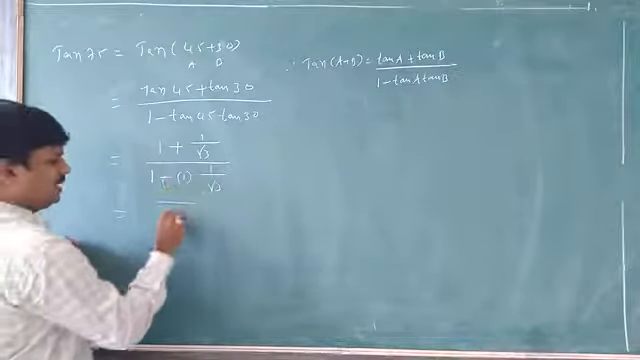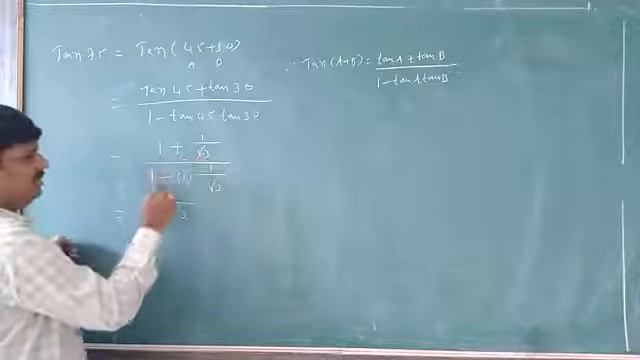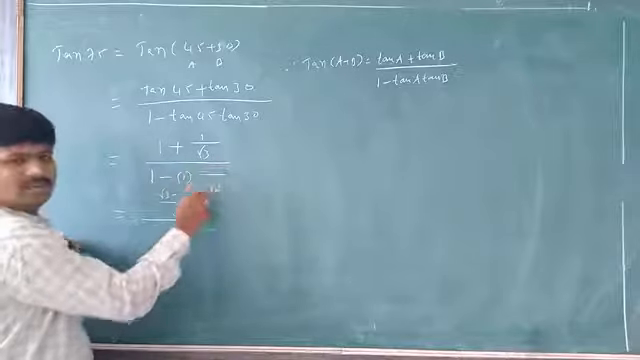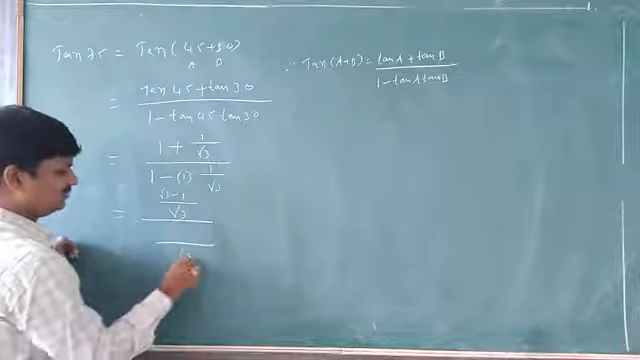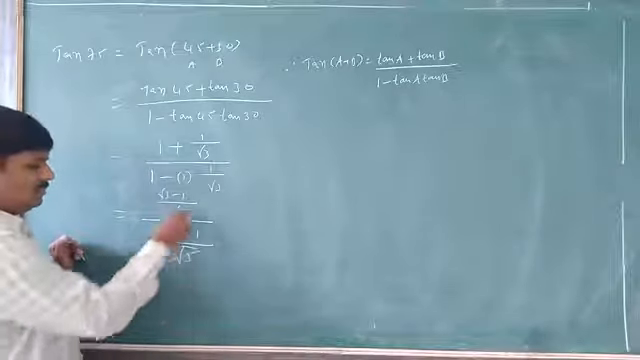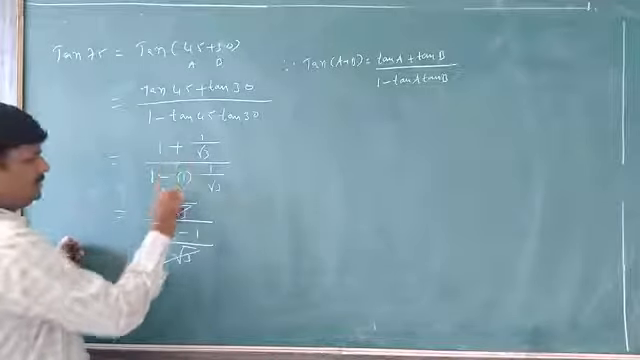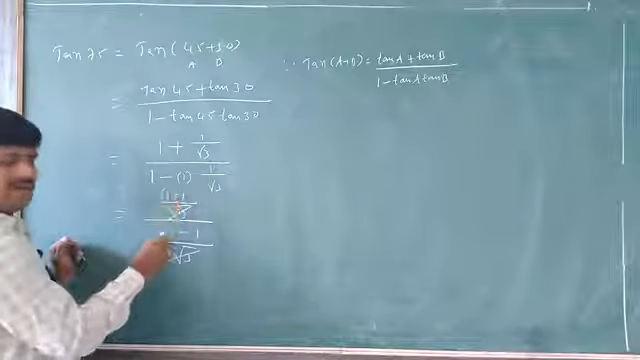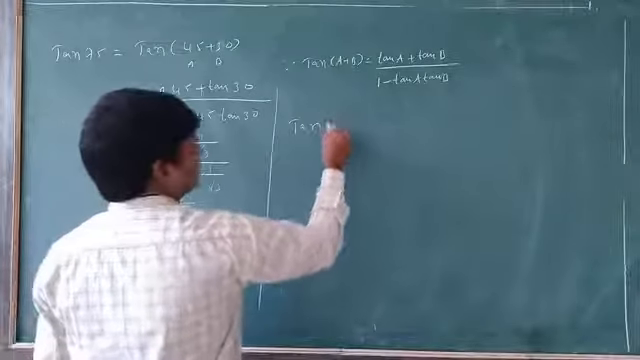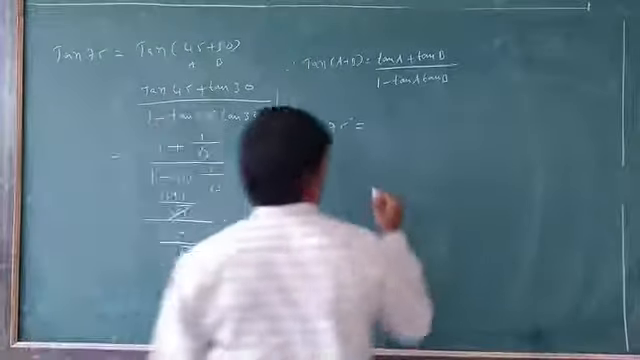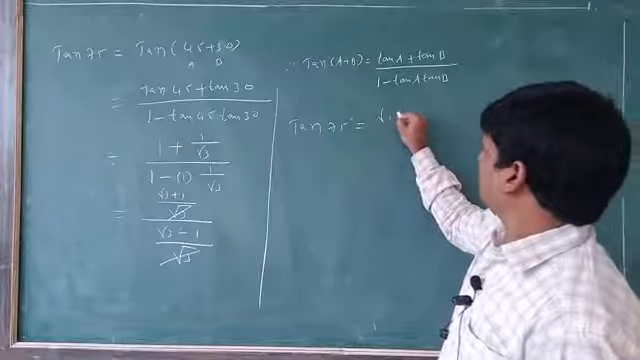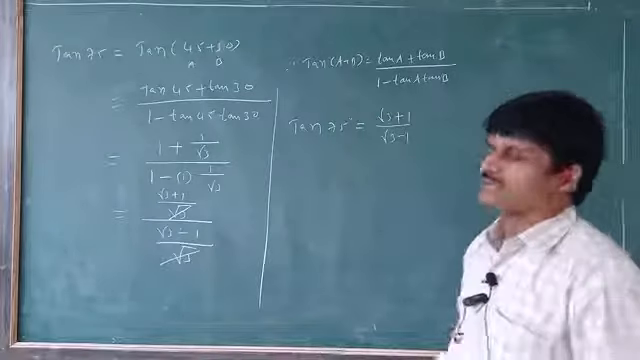Take LCM at numerator. Root 3 is LCM. Then it will be root 3 minus 1. By here also, 1 into 1 by root 3 means 1 by root 3 only. Here also what is LCM? Root 3 only. So root 3 into 1, root 3 minus 1. Root 3 gets cancelled. Here plus 1. Root 3 plus 1 by root 3 minus 1. What you got here? Tan 75 degrees is equal to root 3 plus 1 by root 3 minus 1.